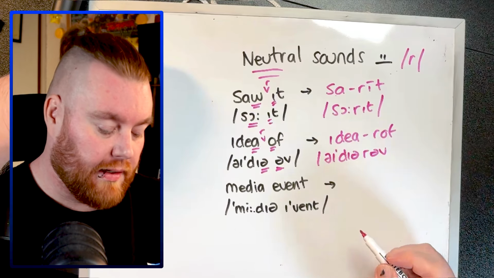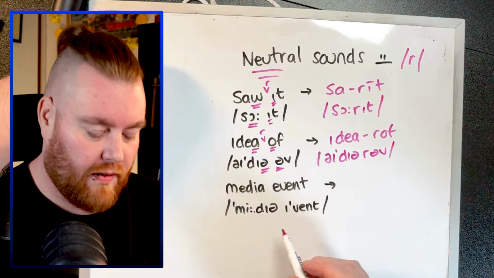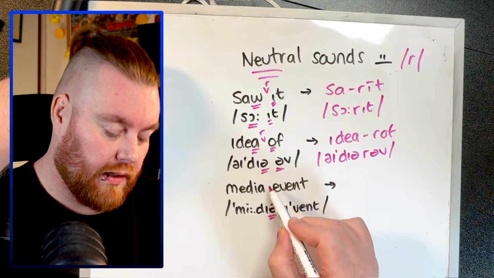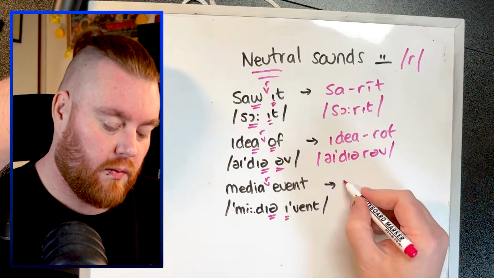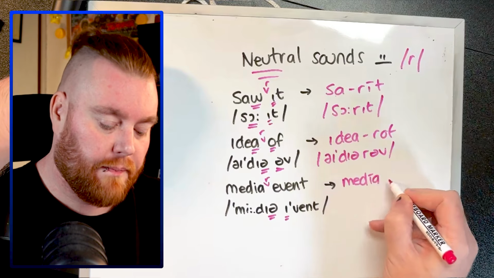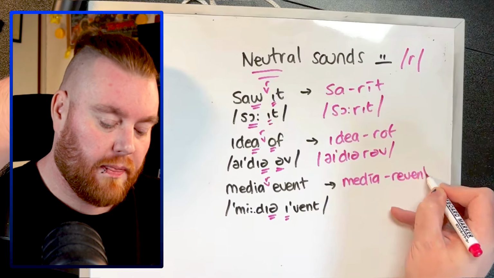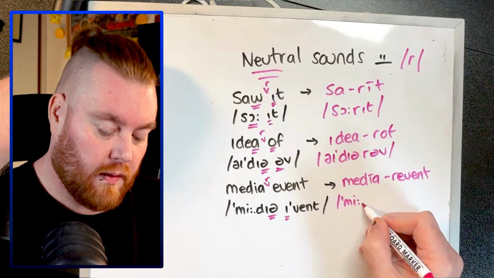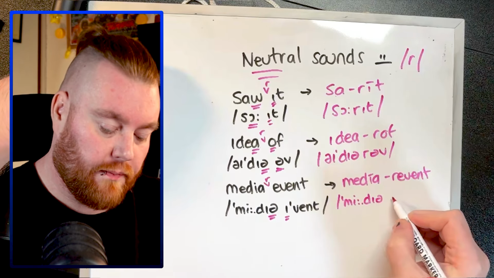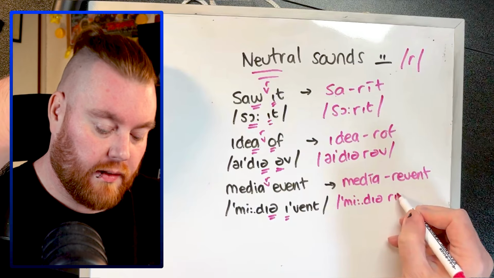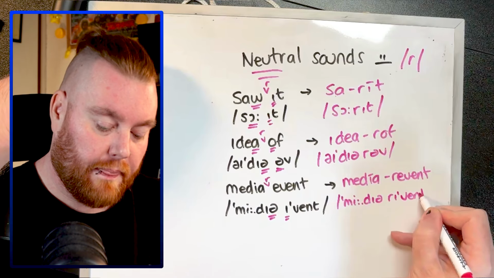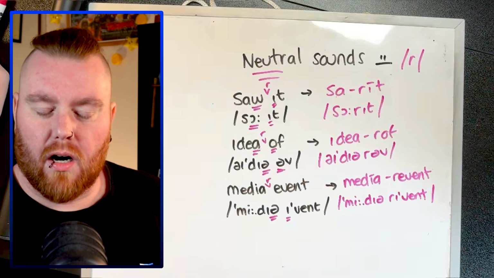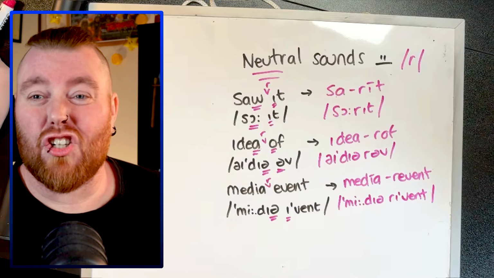Cool. And the last one then, we've got media event. Once again, we've got this and the event. There you go. So we're going to link that with this media event, and we get media event. Or in transcript, it'd be media event. Okay. So this is neutral sound or intrusive R, and we get media event.